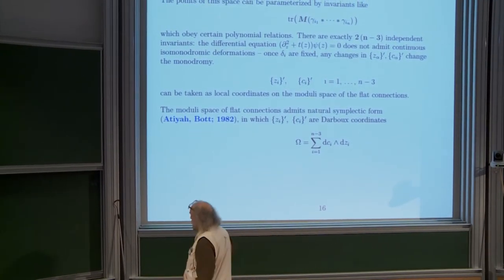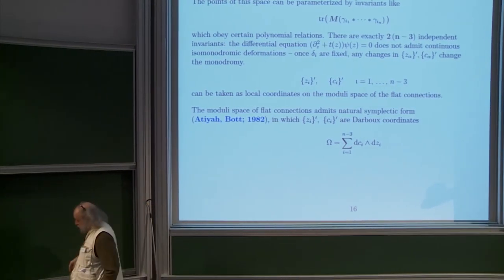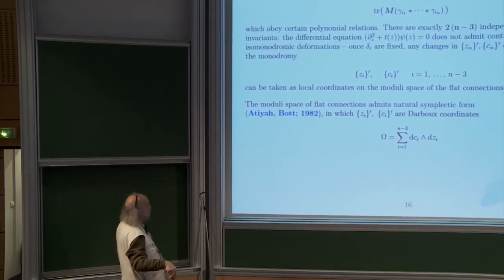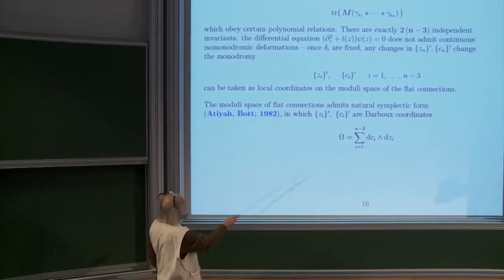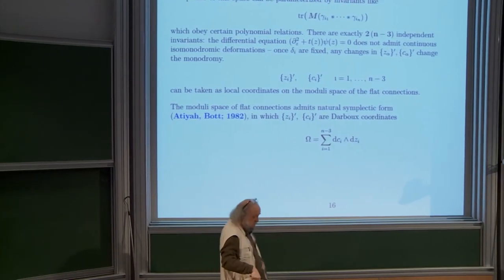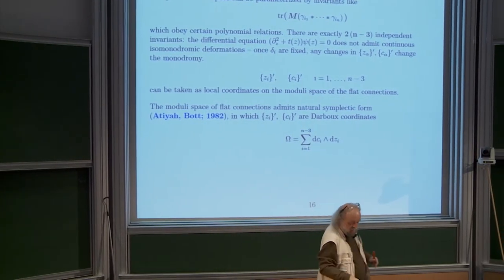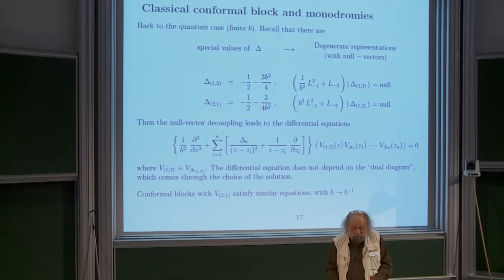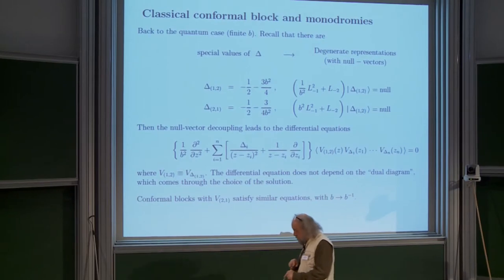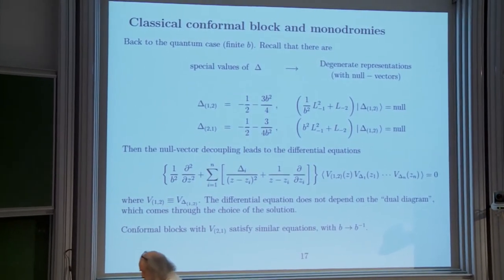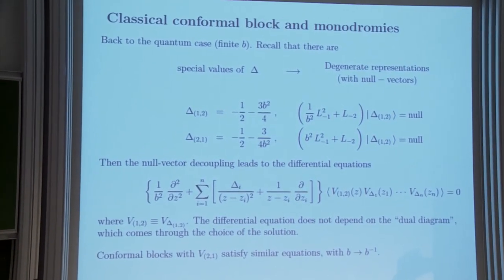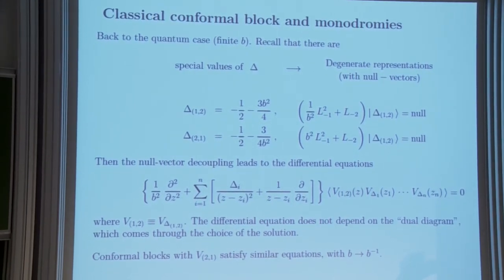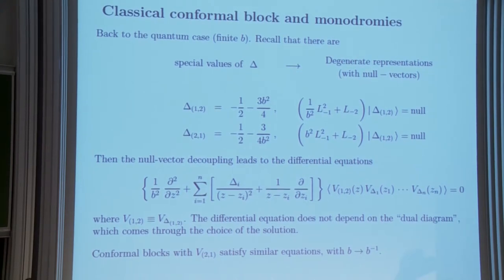And also, it's well known that there is a natural symplectic form on this moduli space due to Atiyah-Bott. And these coordinates are Darboux coordinates in this moduli space. All right, so how the classical conformal block is related to this is again very well known. I'm still in the middle of the extended introduction.